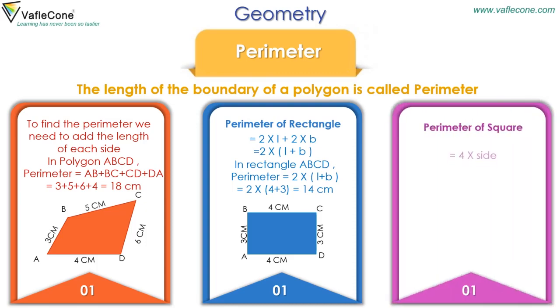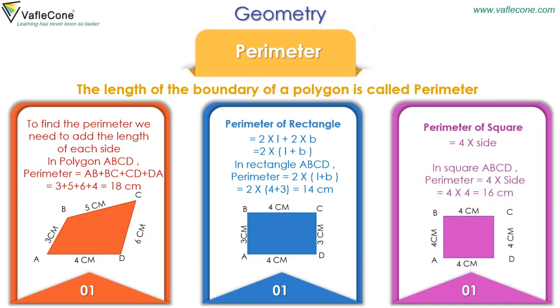Perimeter of square is equal to 4 into side. In square ABCD, perimeter is equal to 4 into side is equal to 4 into 4 is equal to 16 centimeters.